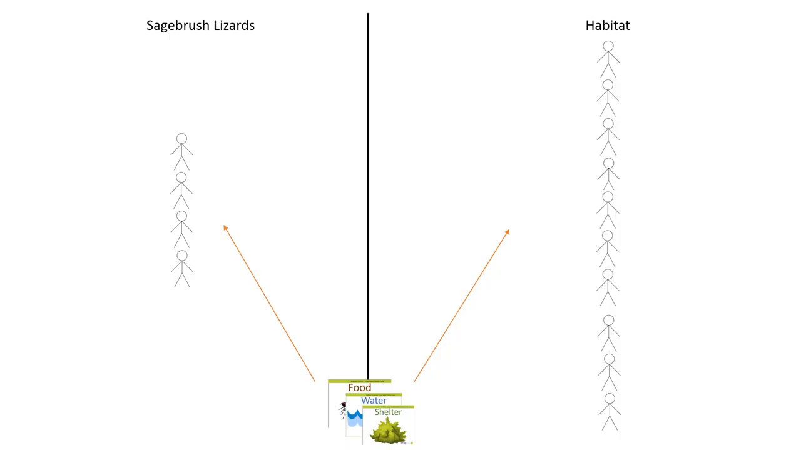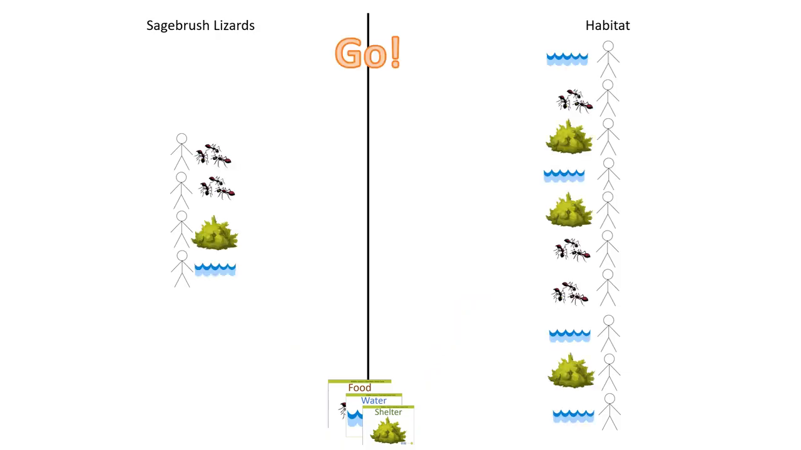Each student will randomly draw one card from the food, water, shelter deck. You can look at this card, but don't show it to the other people around you. When your teacher says go, you'll turn your card around so that it is facing the opposite side of the string.